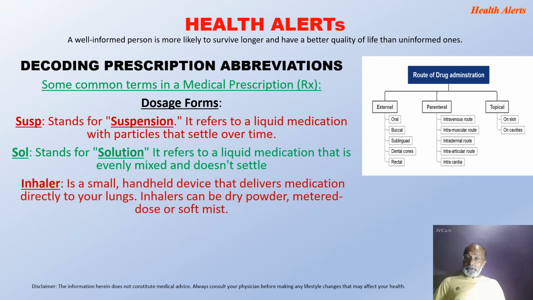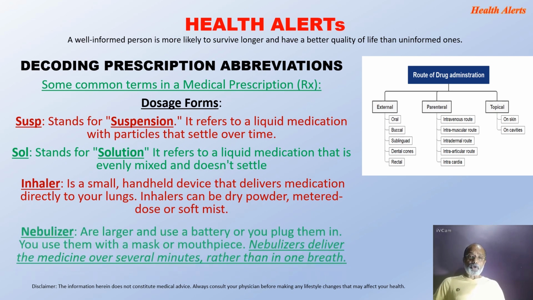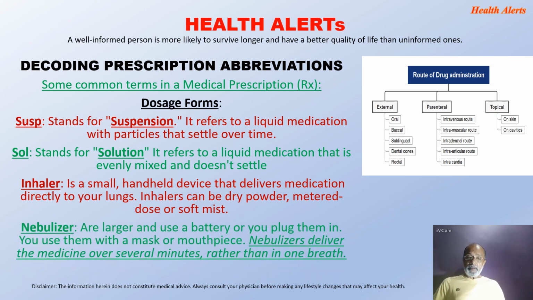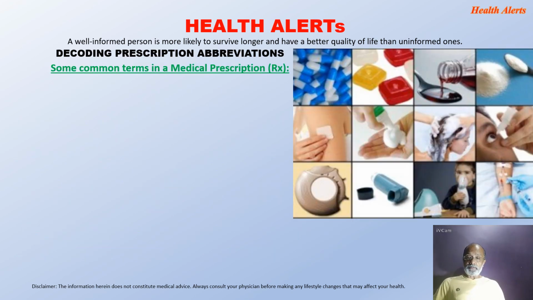An inhaler is a small handheld device that delivers medication directly to your lungs. Inhalers can be dry powder, metered dose, or soft mist. Mostly COPD patients or asthmatic patients use inhalers. Then come nebulizers, which are larger and use a battery, or you plug them in. Use them with a mask or mouthpiece. Nebulizers deliver the medicine over several minutes rather than in one breath.